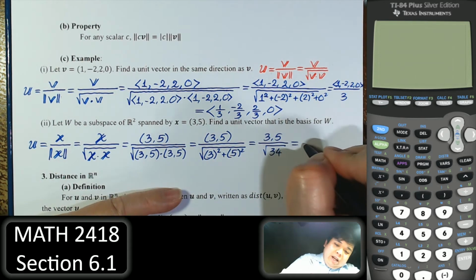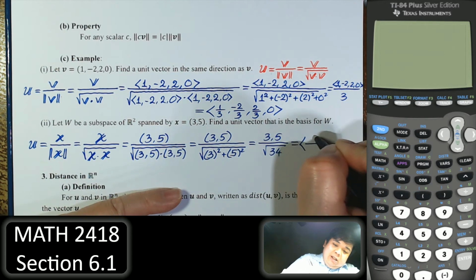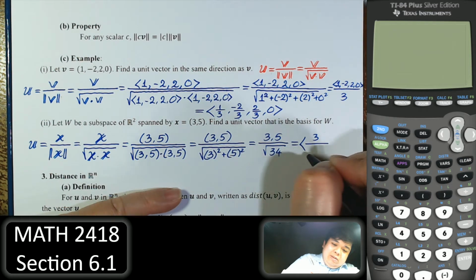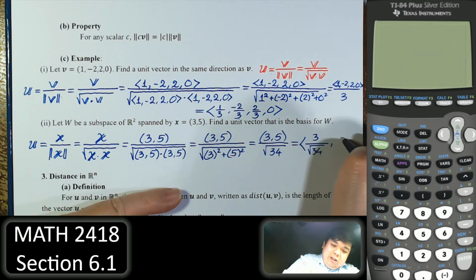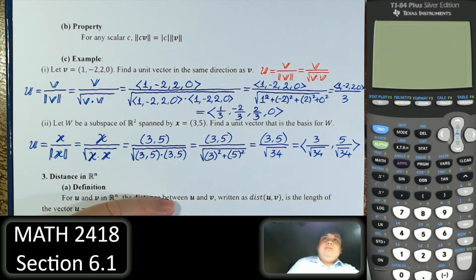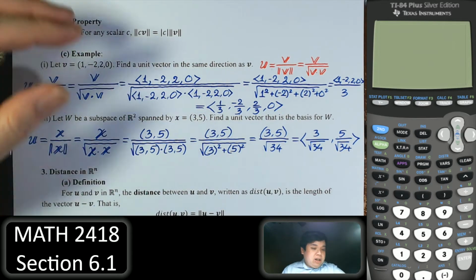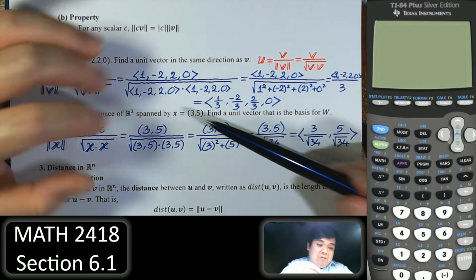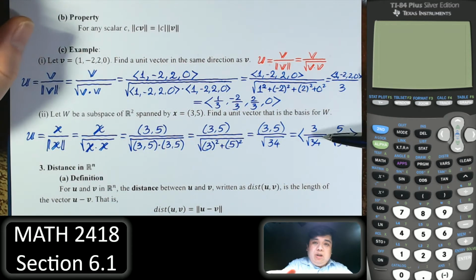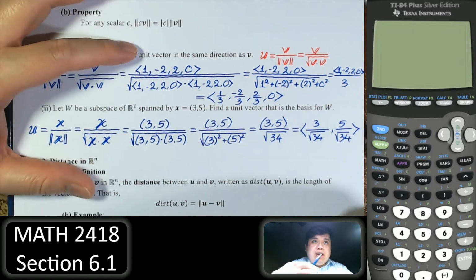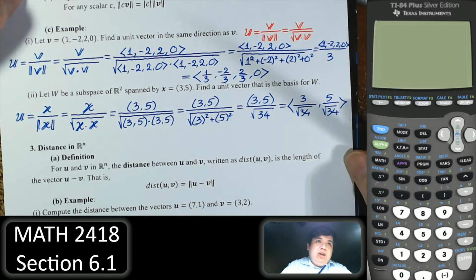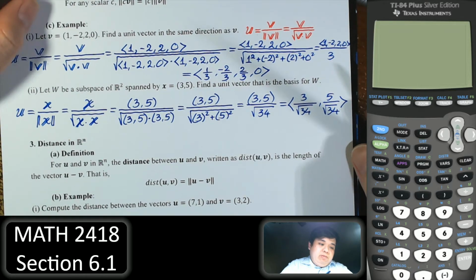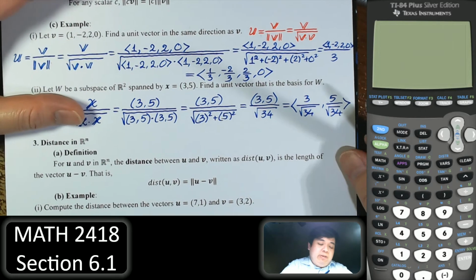So we'll write it as 3 over square root of 34, 5 over square root of 34. Right, so that is the unit vector in the direction of that vector, and of course any vector pointing in the same direction works. If there's only one vector, that certainly would be a basis spanned by the vector itself.